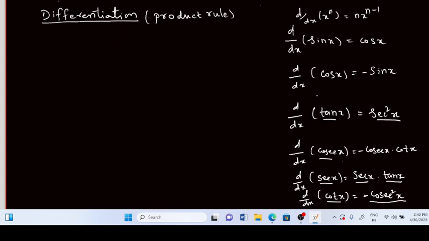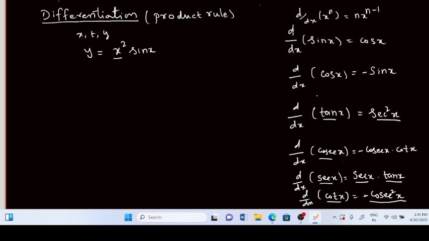This is the product rule. Product means multiplication of two numbers. Here we are discussing the variables. What is a variable? x is a variable, t is a variable, y is a variable. Here we see that y is in terms of multiplication of two variables. So here I am writing x square into sin x. x square is one variable, multiplied with sin x.